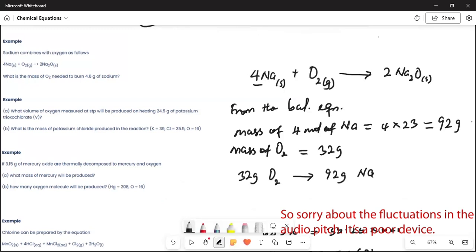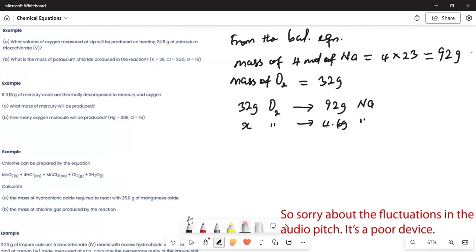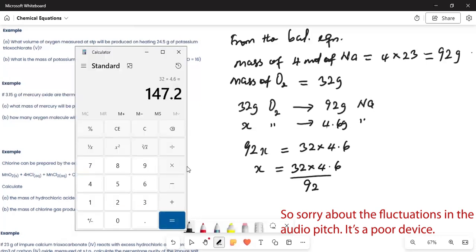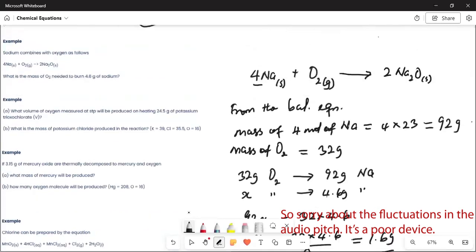Then what will burn 4.6 grams of sodium? That will be X. So X gram of oxygen burns 4.6 grams of sodium. So that when we cross multiply this, we have 92 times x, which is 92x, equal to 32 times 4.6. Dividing both sides by 92, 32 times 4.6 divided by 92 is 1.6. 1.6 gram of oxygen is needed to burn 4.6 gram of sodium.